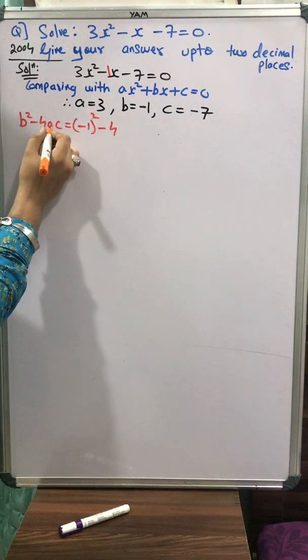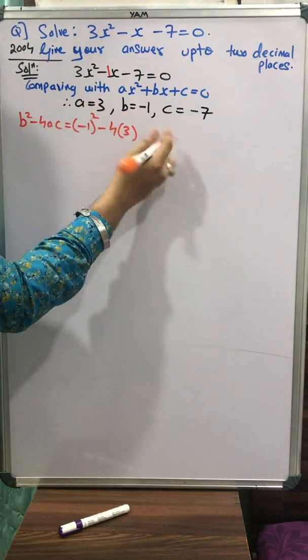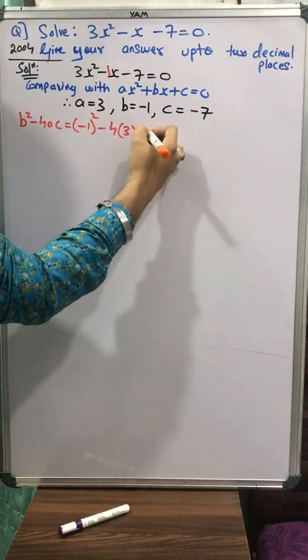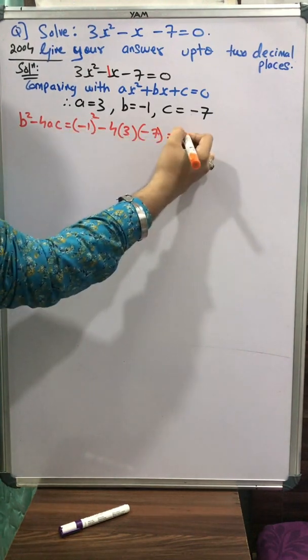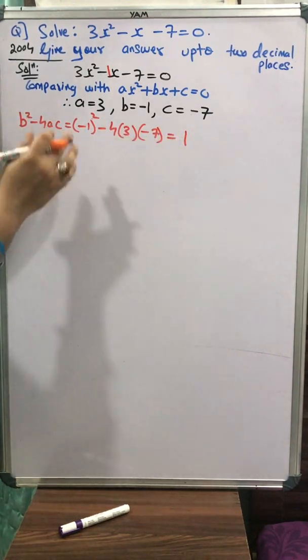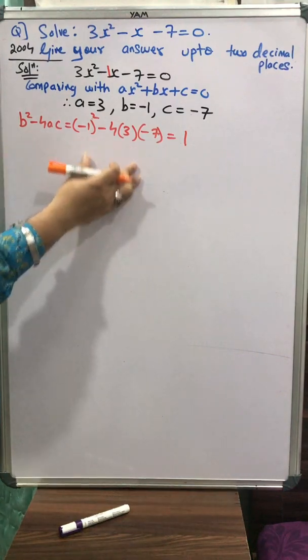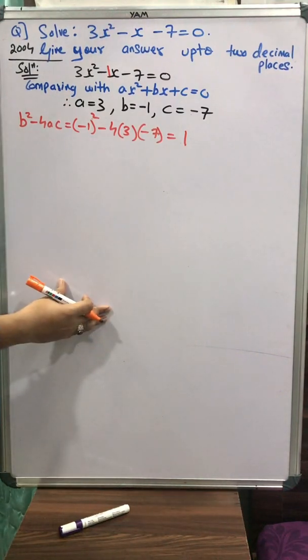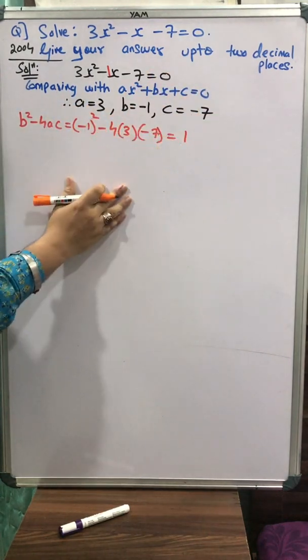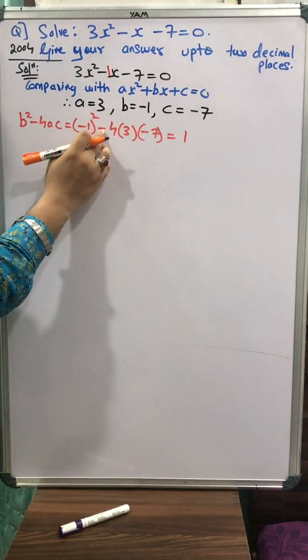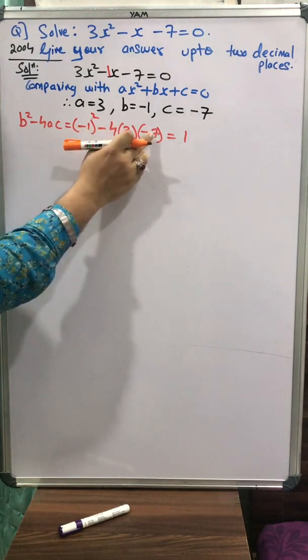Okay, at the place of a I'll put 3, at the place of c I'll put minus 7. Minus 1 ka square is positive 1. I request you students, because I don't have place, that's why I'm not writing it over here. You have to do vertically, leave lines between every step, but I'm doing horizontally because I don't have place. Minus 1 ka square is 1, and I can see everything is multiplied, so minus minus becomes plus.